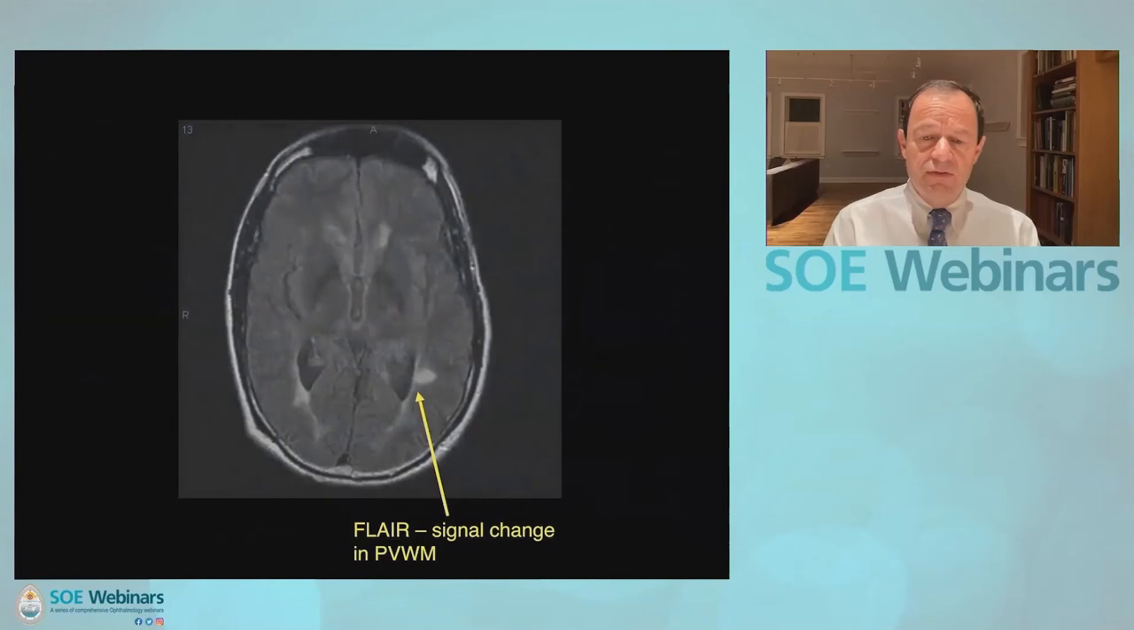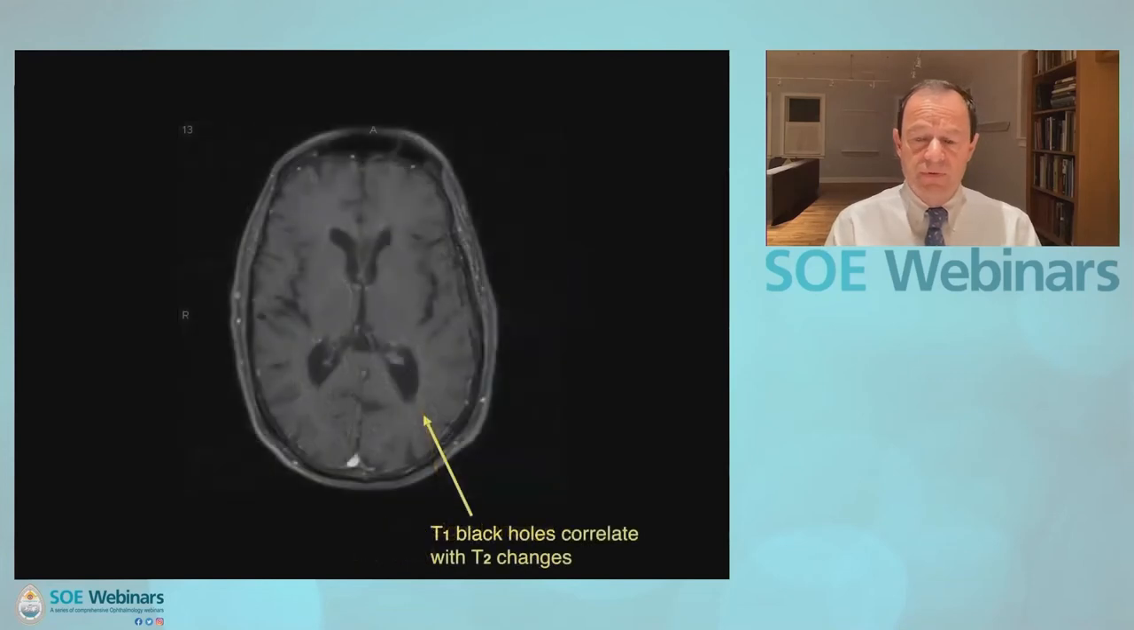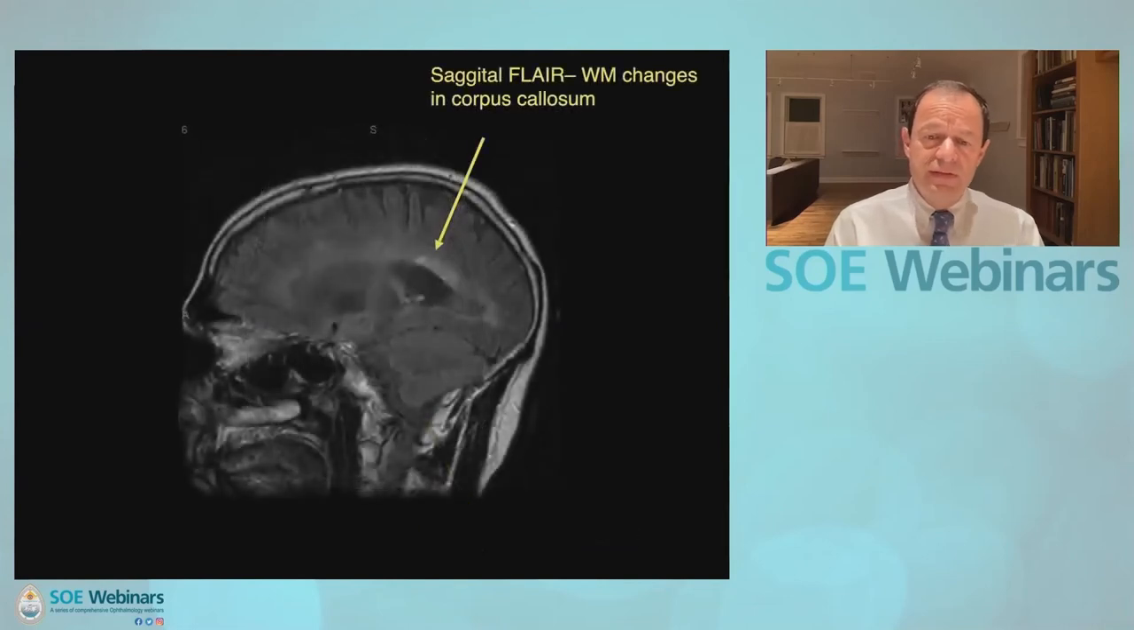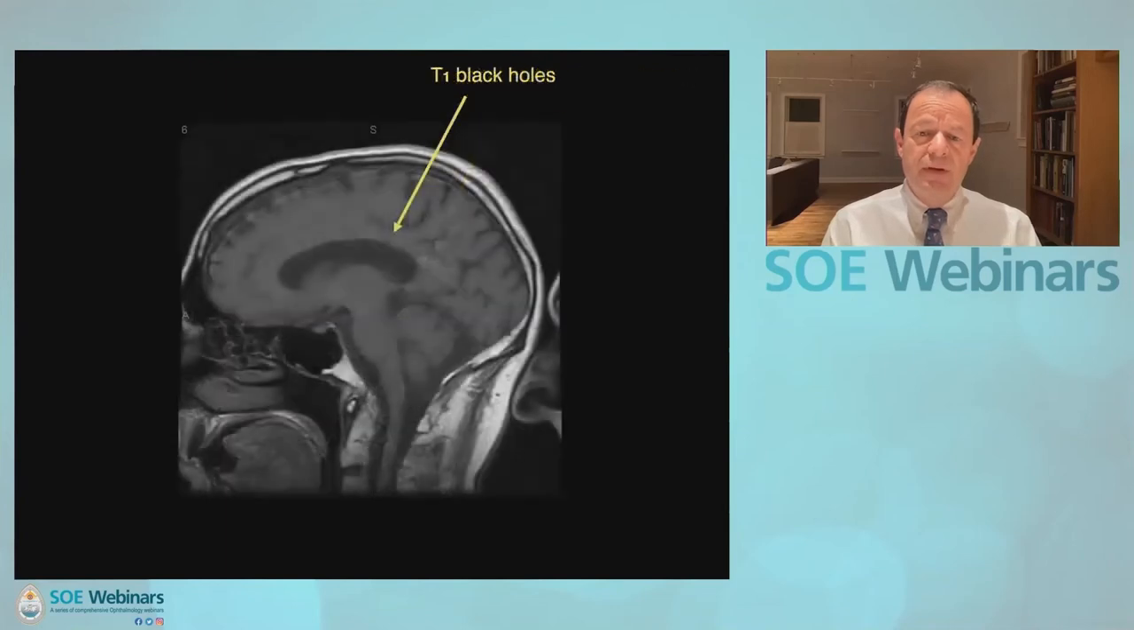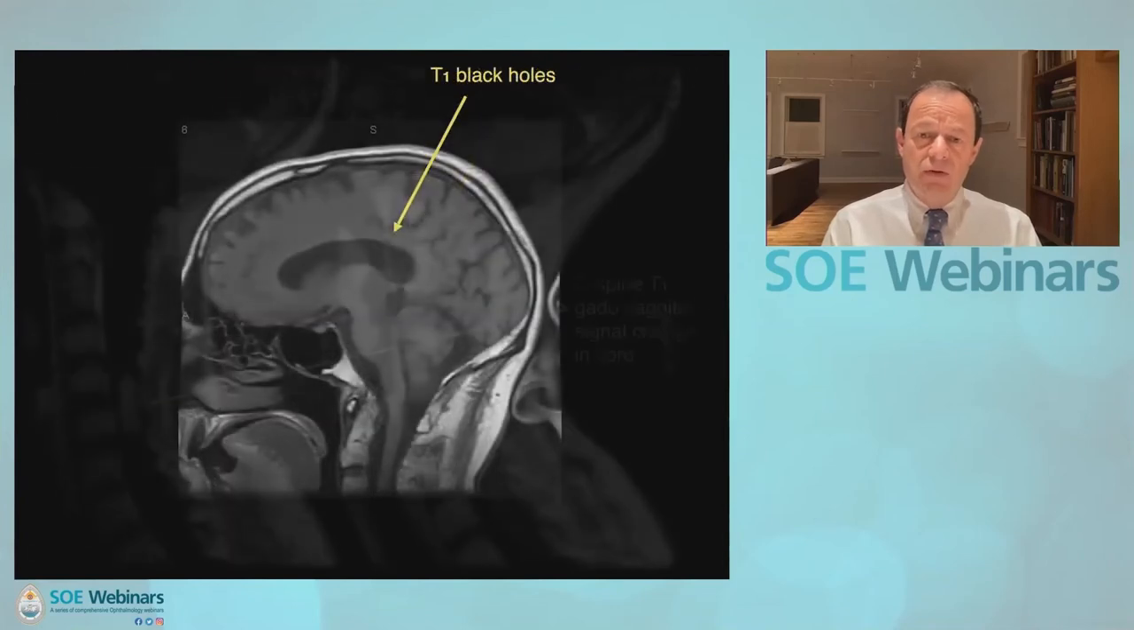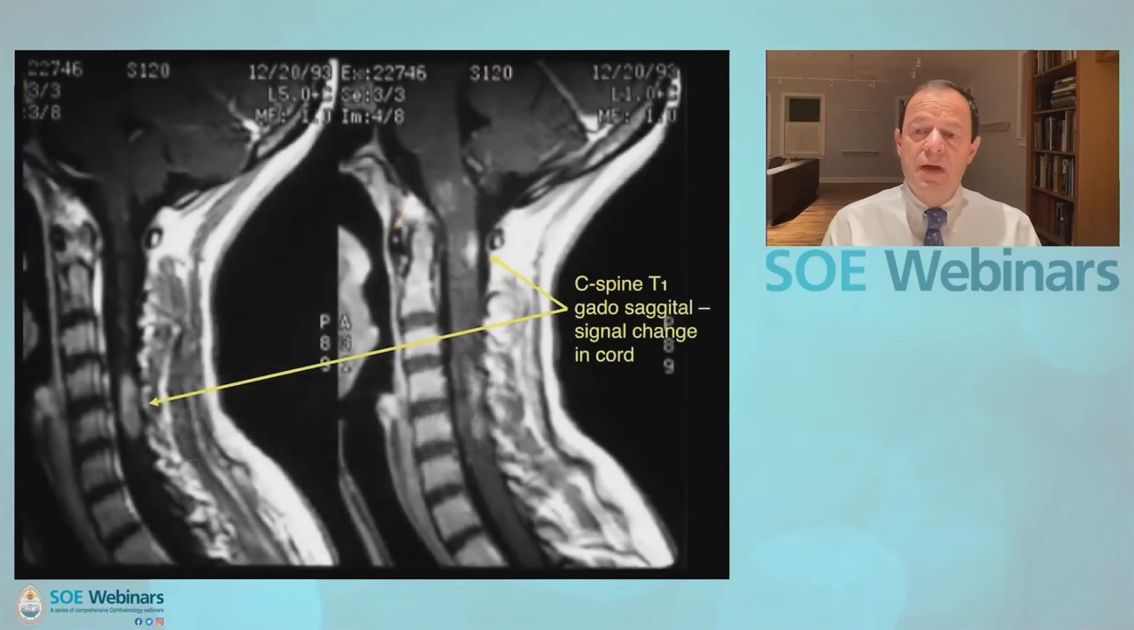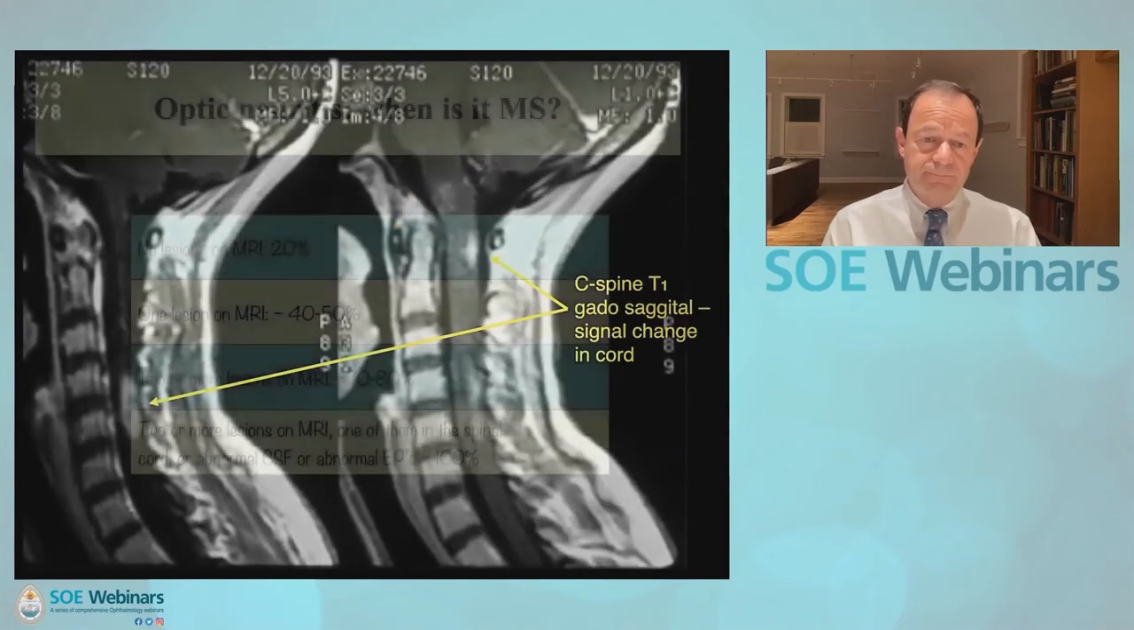These lesions then characterize the presence of multiple sclerosis, which is a sequela of optic neuritis, typical optic neuritis, and needs to be recognized because the treatment of multiple sclerosis early enough can offer a very good prognosis for patients. T1 black holes correlate with T2 changes. Very important to recognize and to correlate. These are the classic Dawson's fingers, the sagittal flare, which are important to look for in patients with optic neuritis. Here, the concomitant T1 black holes and the lesions of MS, which are very characteristic.